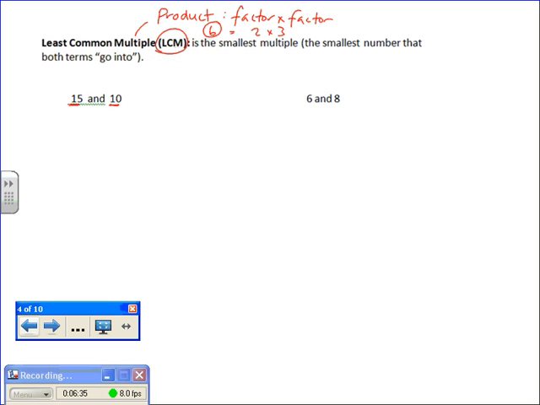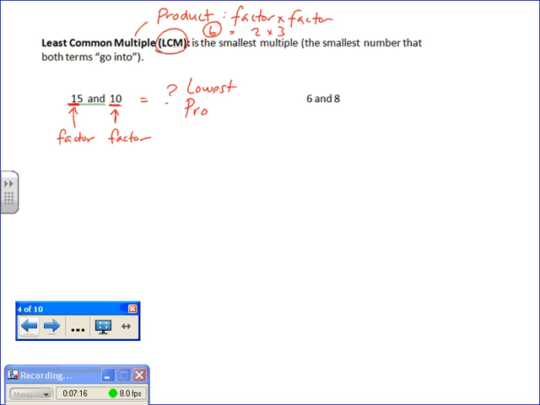So if you're asked for the least common multiple, it's the smallest number that both terms, or all the terms, go into. In other words, what product could I get where 15 is a factor and 10 is a factor? These are both factors, and I'm looking for what number they will both go into. In other words, what could I multiply them by to get the same number? I want the lowest common multiple, so I'm looking for the lowest product that I can get.